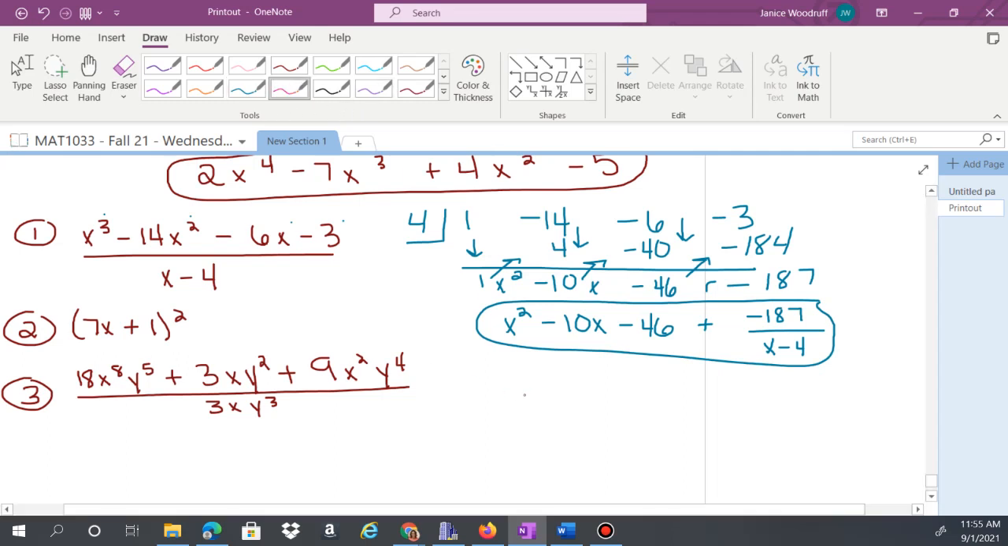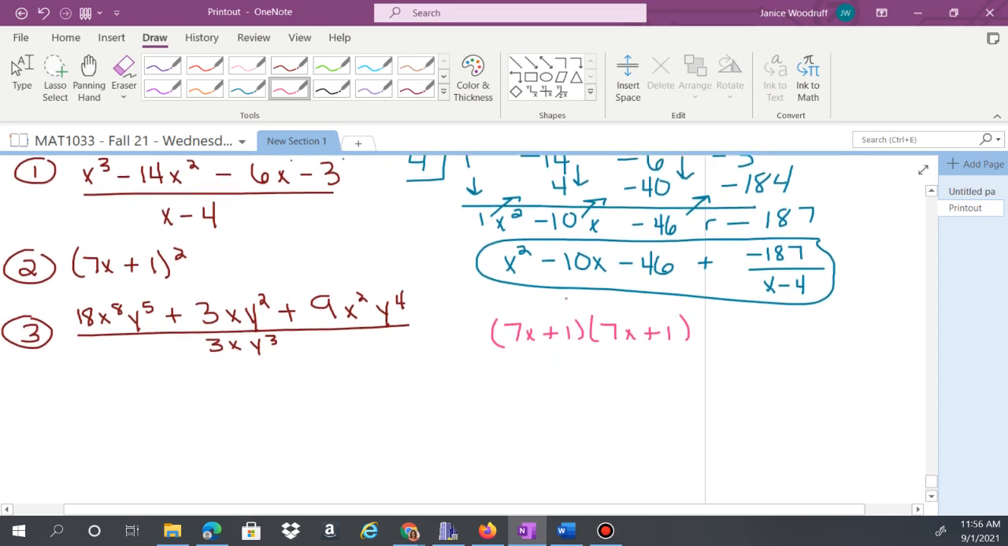Okay, second one, I have 7x plus 1 squared. So that means I'm doing 7x plus 1 times 7x plus 1. And then I'm going to want to FOIL that. So I'm going to go first, 7 times 7 will be 49. And then x times x will give me x squared. Then my outers will be 7x times 1 will give me a plus 7x. My inners, 1 times 7x, will give me plus 7x again. And then my last, 1 times 1, will give me 1.